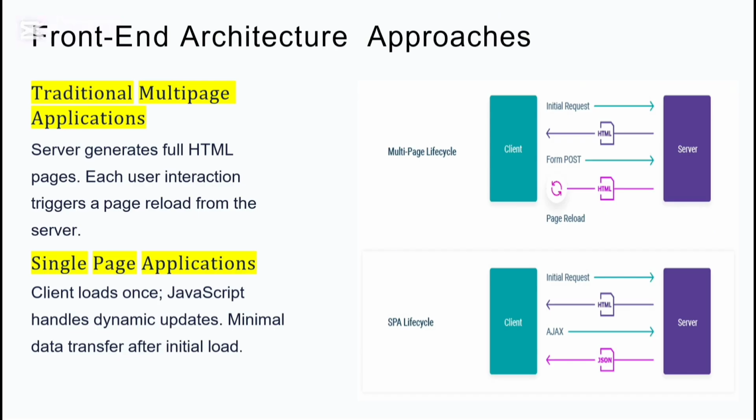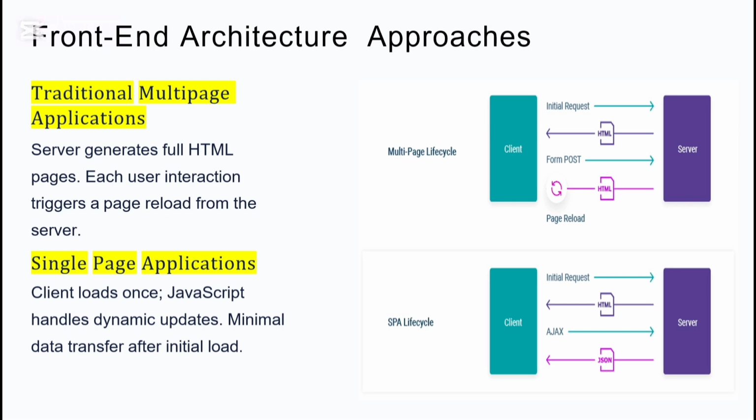Front-end architecture approach. There are two architecture approaches. One is the traditional multi-page application and another is the single-page application. In the traditional architecture, every time a user clicks a link or performs an action, the browser sends a new request to the server. The server then processes the request, generates a new HTML page, and sends it back to the browser. In contrast, a single-page application loads only one HTML page initially. After that, all interactions happen dynamically using JavaScript without reloading the interface.